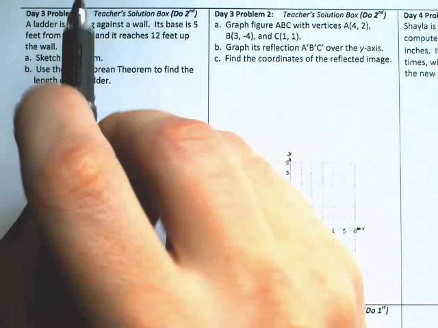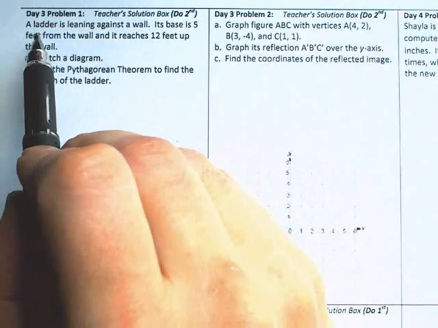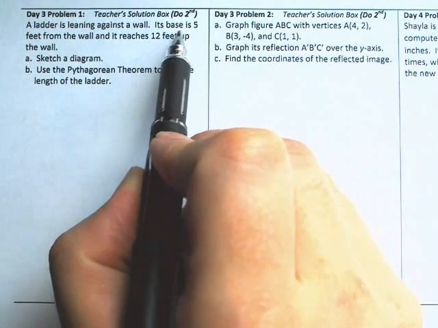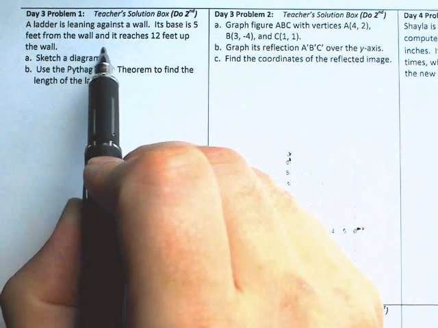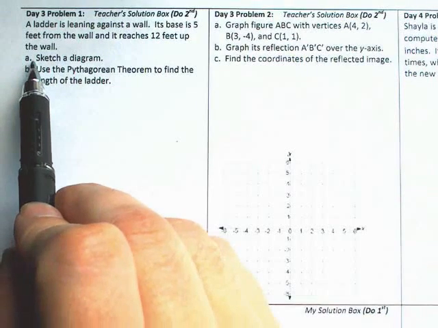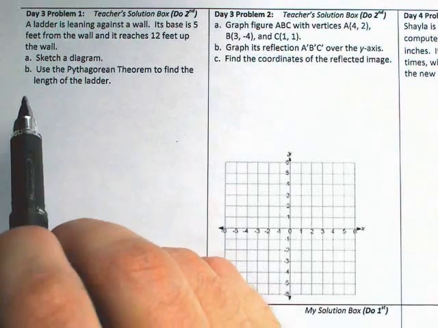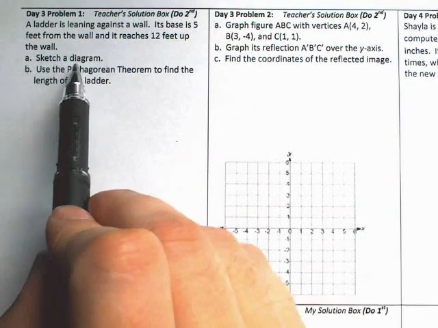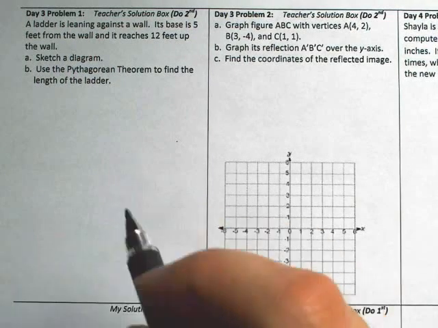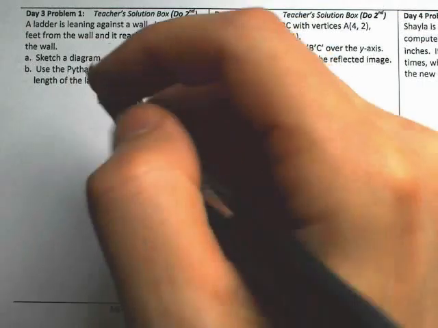Day 3, problem 1. This question says, a ladder is leaning against a wall. Its base is 5 feet from the wall, and it reaches 12 feet up the wall. There's a part A and a part B. Now, part A says, sketch a diagram. So we need to draw a picture of a ladder leaning against a wall.